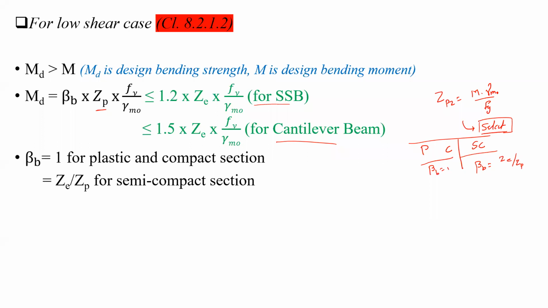But most of the times, beams will fall under the plastic category only. However, if you experience a semi-compact section, we'll try to solve for the beta B value as well. So this is how you find the design strength for the low shear case.